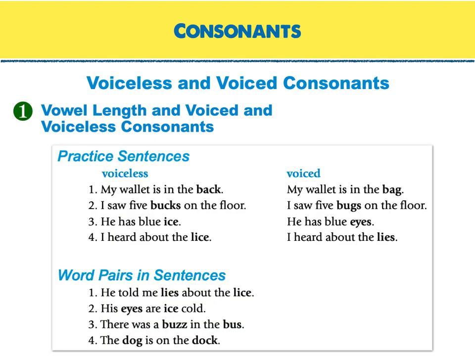Sentence pairs for practice for voiceless and voiced consonants. You will hear two sentences. The first sentence has a word with the voiceless consonant, and the second sentence has a word with the voiced consonant. My wallet is in the back. My wallet is in the bag.